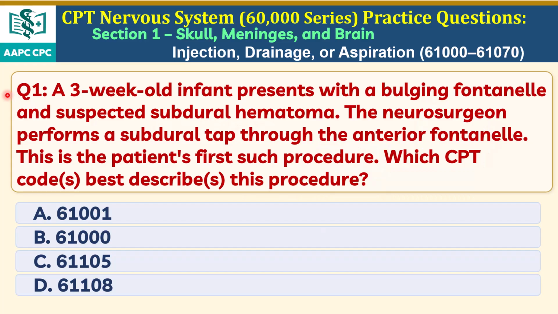Question number 1. A 3-week-old infant presents with the bulging fontanelle and suspected subdural hematoma. The neurosurgeon performs a subdural tap through the anterior fontanelle. This is the patient's first such procedure. Which CPT codes best describe this procedure? So there are 4 answers available. Pause the video, take your CPT code book and find the answer.